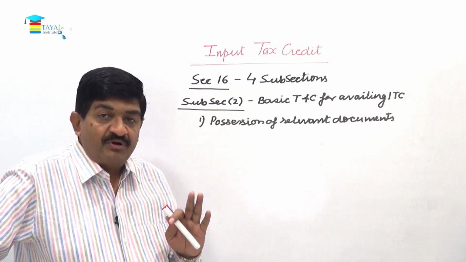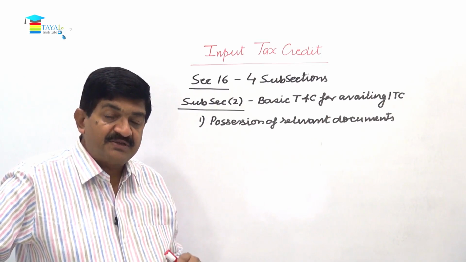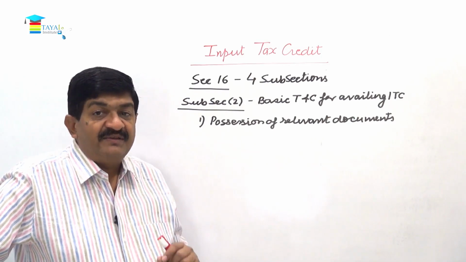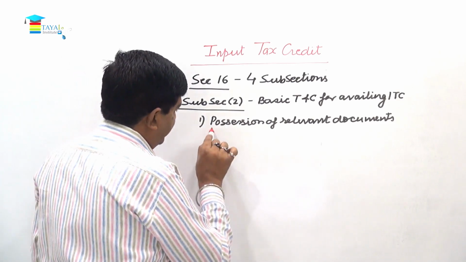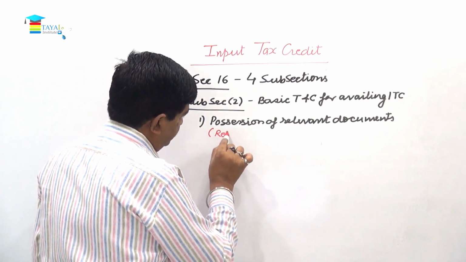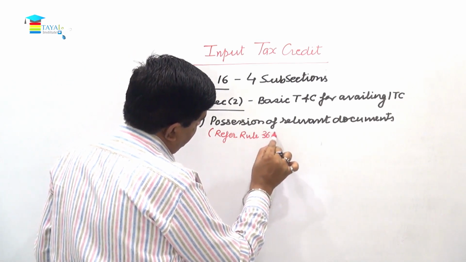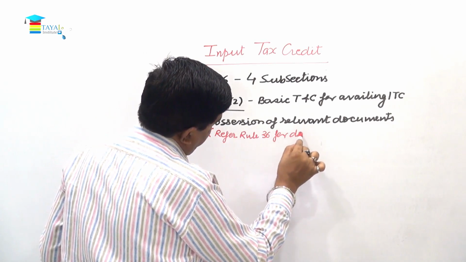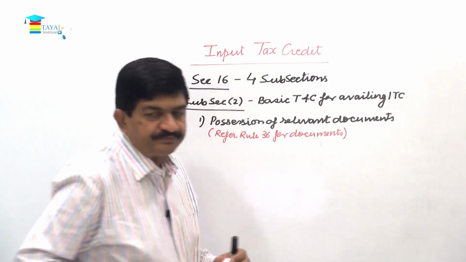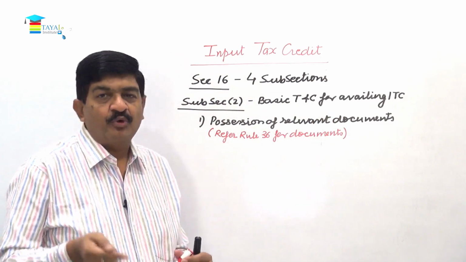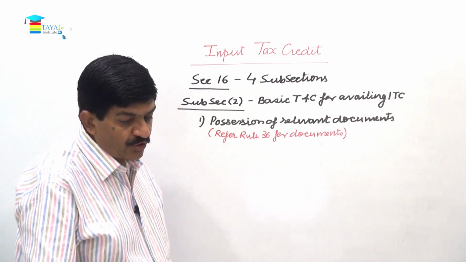So if you have relevant document, all the prescribed particulars are there, and those are furnished in the return, then the credit is available, right? So here you can write, refer rule 36 for documents. In this video itself I am going to cover rule 36, right? So number 1 is possession of the documents.